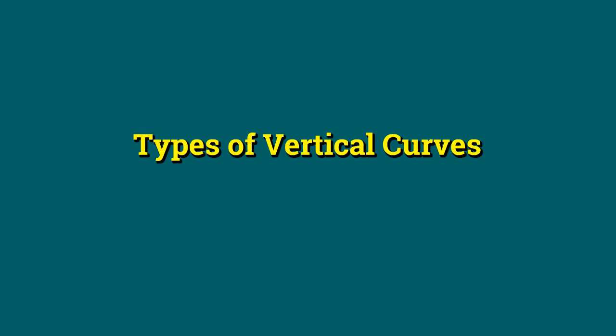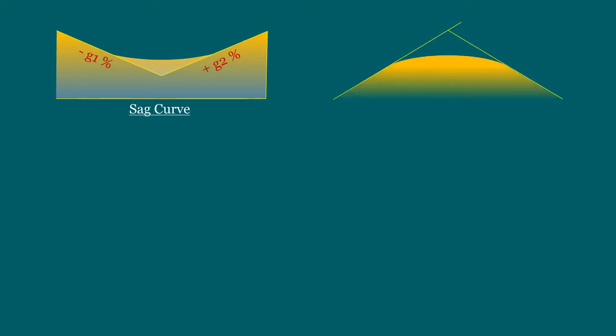Now, let us see the types of vertical curves. In principle, there are only two types of vertical curves. The first one is the sag curves. These sag curves are used where the change in grade is positive, such as valleys. And the second one is crest curves, also known as summit curves. These summit curves are used when the change in grade is negative, such as hills.